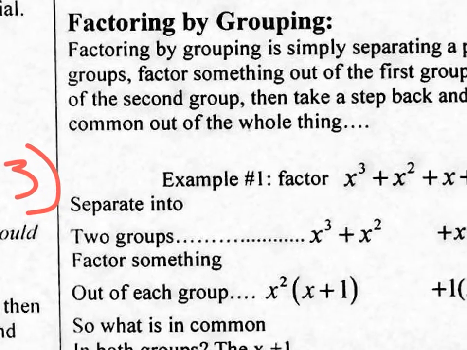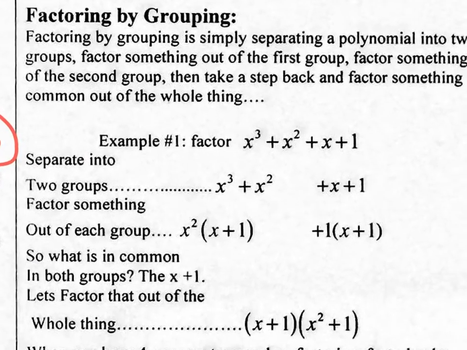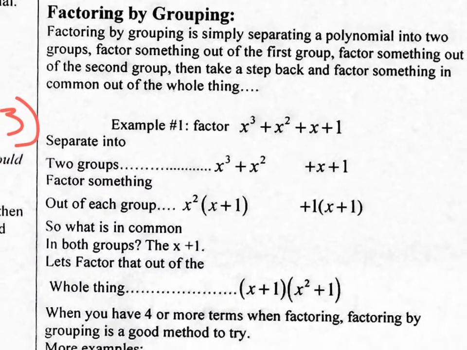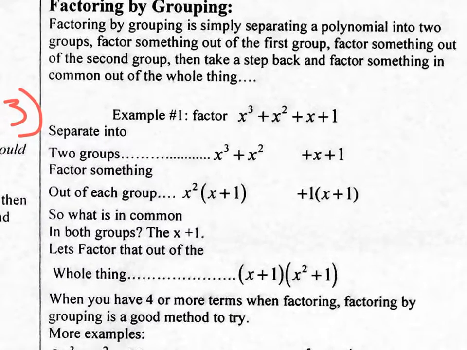This is called factoring by grouping. So we're supposed to think about factoring out the GCF. Now, if you look at all these terms, are there x's in every single term? No, there's no x there, so we can't pull out something that's in common. So what we're going to do in factoring by grouping is simply separate it into two groups. We're going to factor something out of the first group, factor something out of the second group, and then take a step back and factor something in common out of the whole thing.